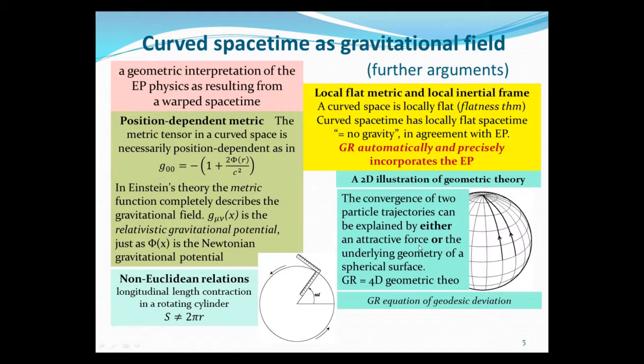Now this, of course, is a two-dimensional illustration, and in GR we're talking about four-dimensional space-time, but it is the same thing: the curvature in the four-dimensional space-time causes the non-trivial motions of test particles. In fact, we will have a GR equation of geodesic deviation showing that the geodesic would be bent by the present curvature.